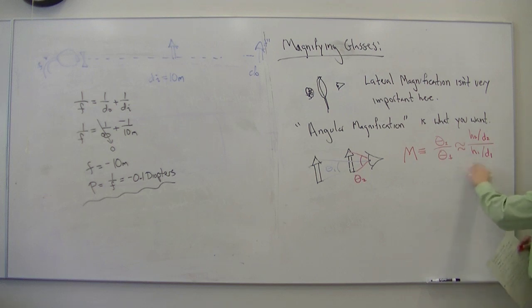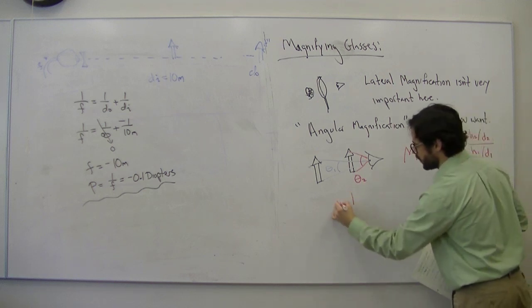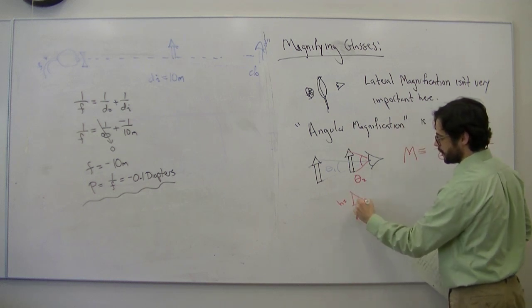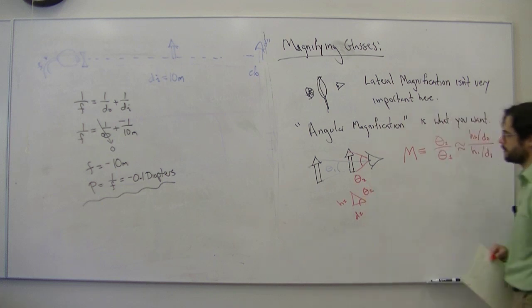There really should be an arctan in there somewhere, but basically it's the ratio of the height to the distance. So this is height 2, and this is distance 2. And the bigger the height versus the distance, the bigger this angle will be. Right? So that's angular magnification. And this is actually more important.